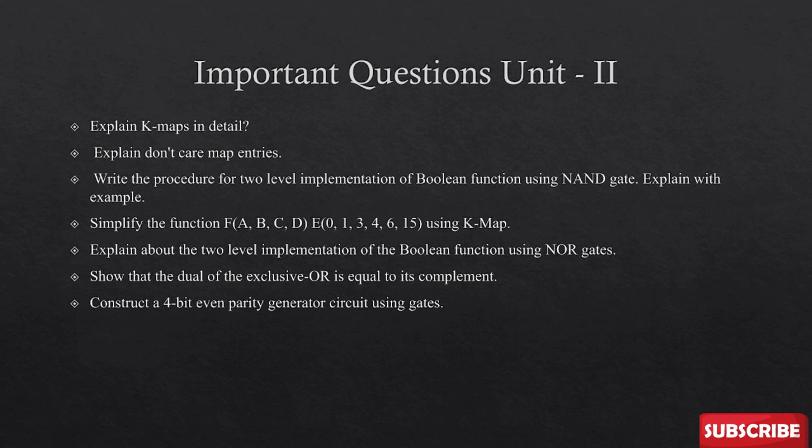So now coming again to important questions, unit 2. What can be important questions? Explain K-maps, explain don't care map entry. There is a map entry called don't care that you need to explain here. And here I have given a simple question, where f function is ABCD and the minterms are 0, 1, 2, 3, 4, 5, 6, 4, 6 and 15 using K-map. Just practice problems like this, so that you can understand what is K-map. A question related to K-map is going to appear in the exam.